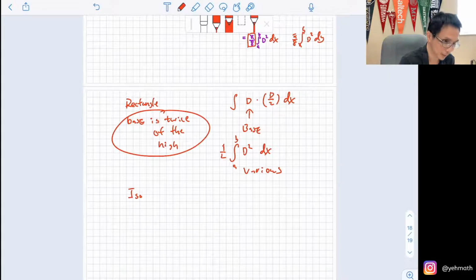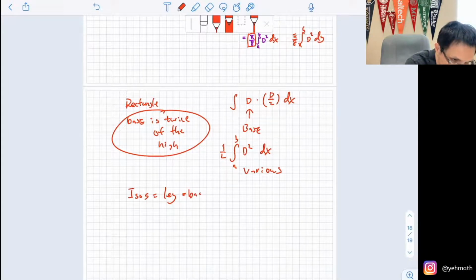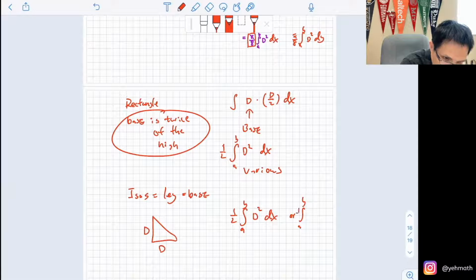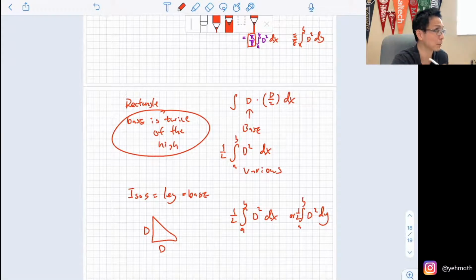If it's twice the height, so if isosceles is like the base equal to the lake, then that's actually easy, because if the lake is like this, that's just d. So that's going to be 1/2 d squared. Now this one's for sure: 1/2 base times height, or integral from a to b of 1/2 d squared dy. So either that or dx depends on perpendicular to the x-axis or y-axis.